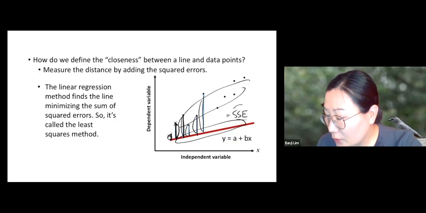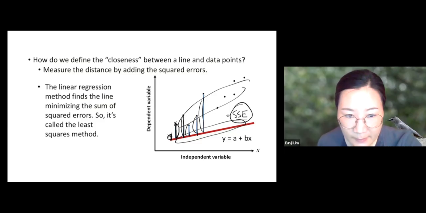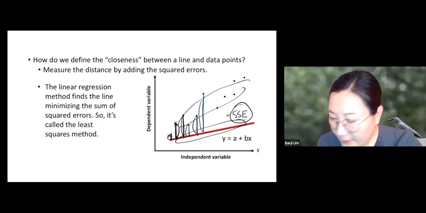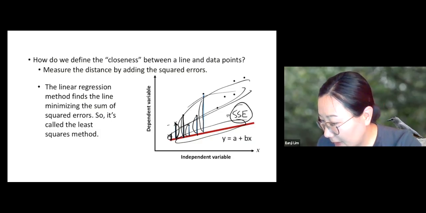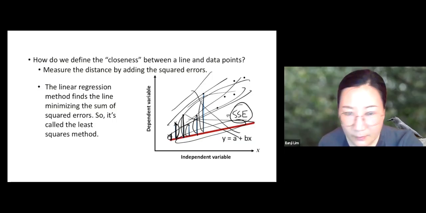The smaller the sum of squared errors is, the closer the line is to the data points. So to find the regression line, we're going to compute the sum of squared errors for every possible line on the XY plane. And then we're going to choose the line that has the smallest sum of squared errors.